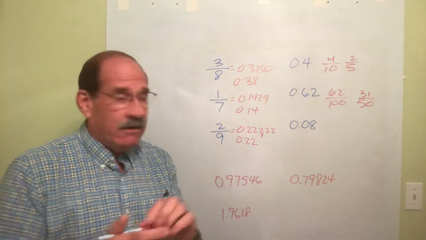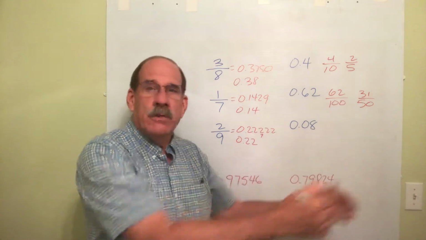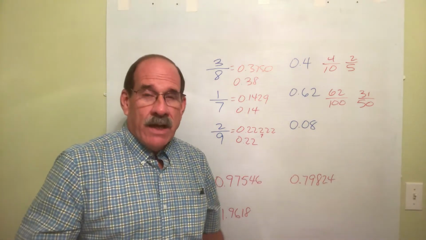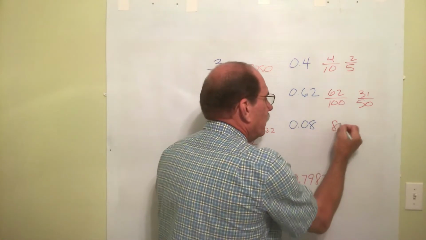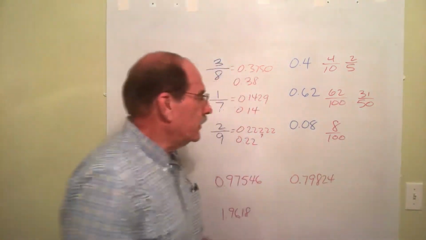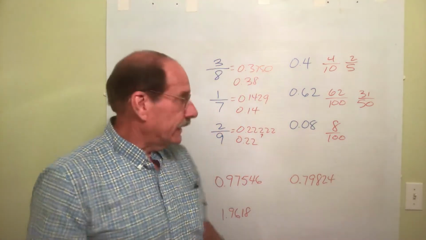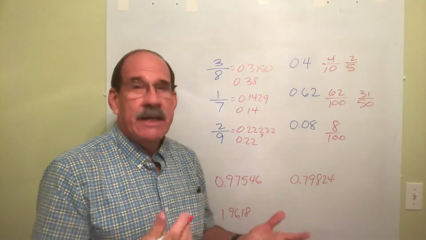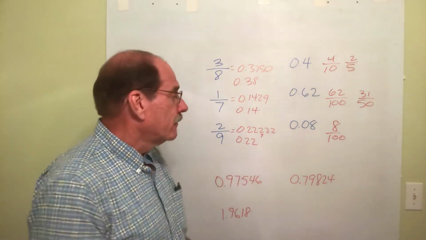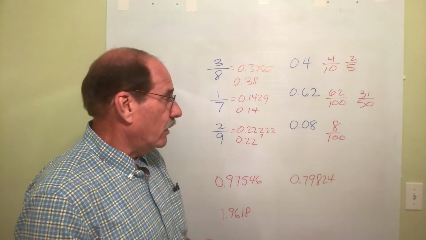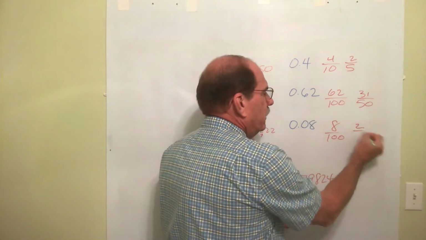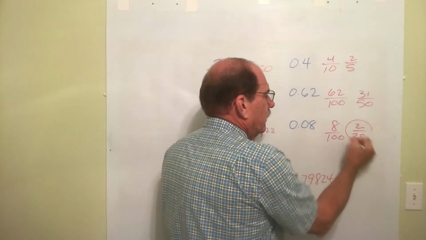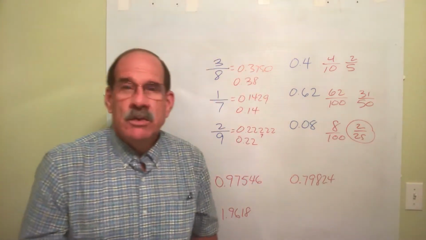0.08, now be careful. The 8 is in the hundredths place. So I could say that as 8 hundredths. And now can I reduce to lowest terms? Yeah. I can divide both those by what? Oh, by 4. Divide this by 4. That's 2. Divide this by 4. So there we go. 2/25.